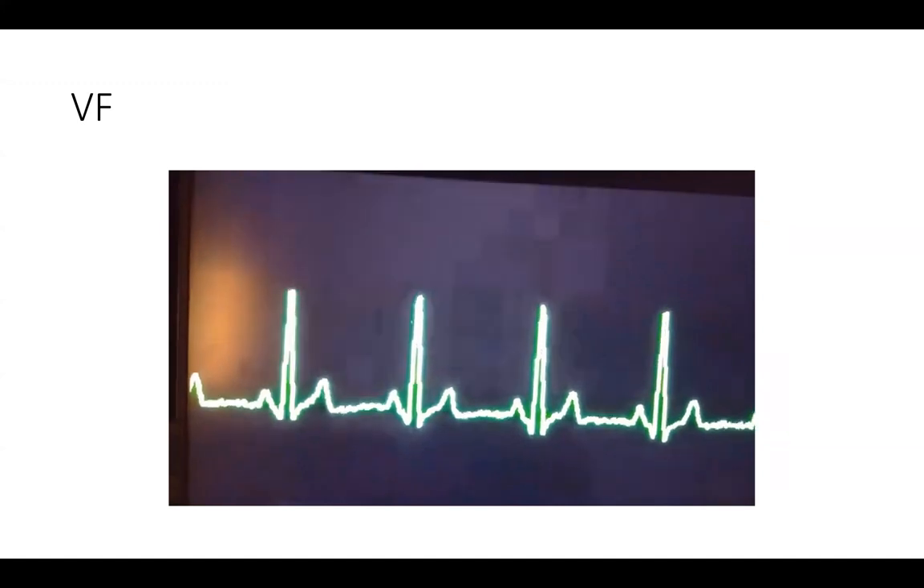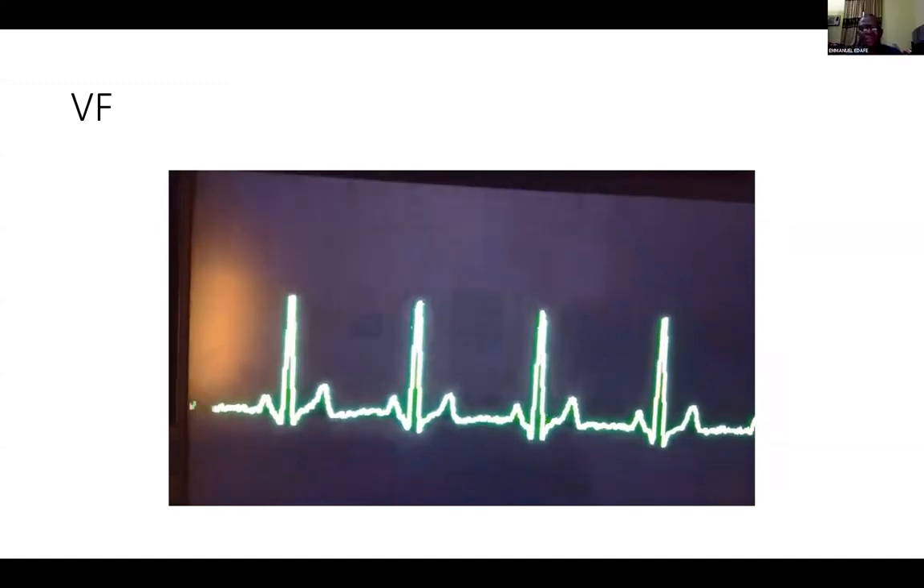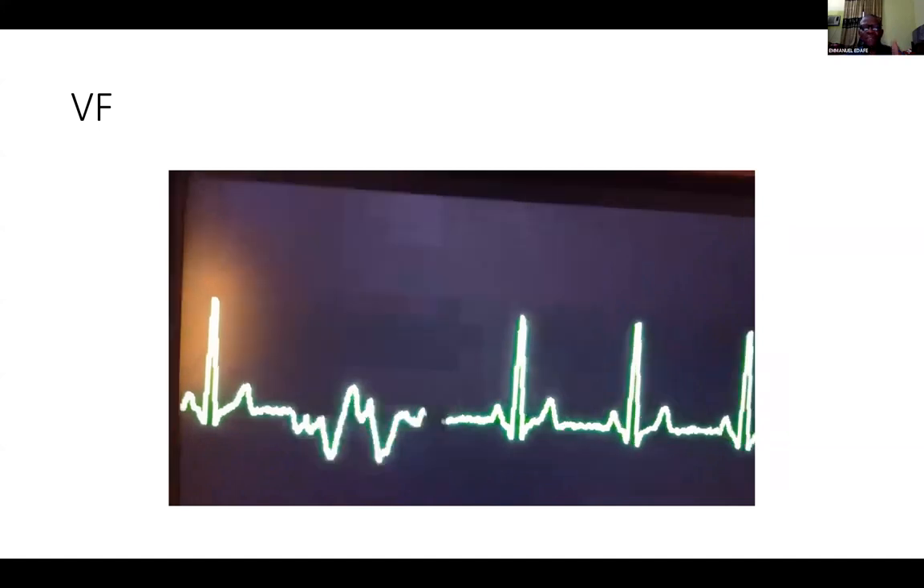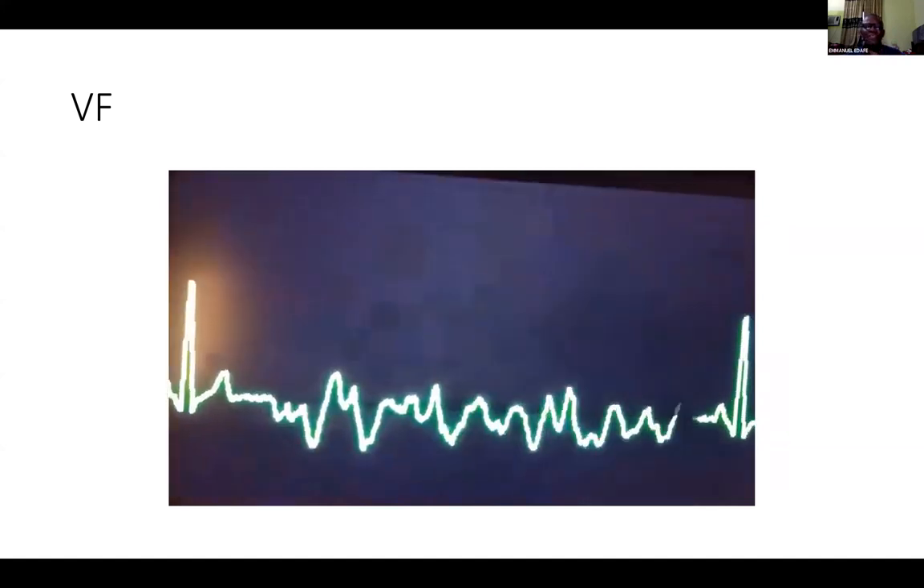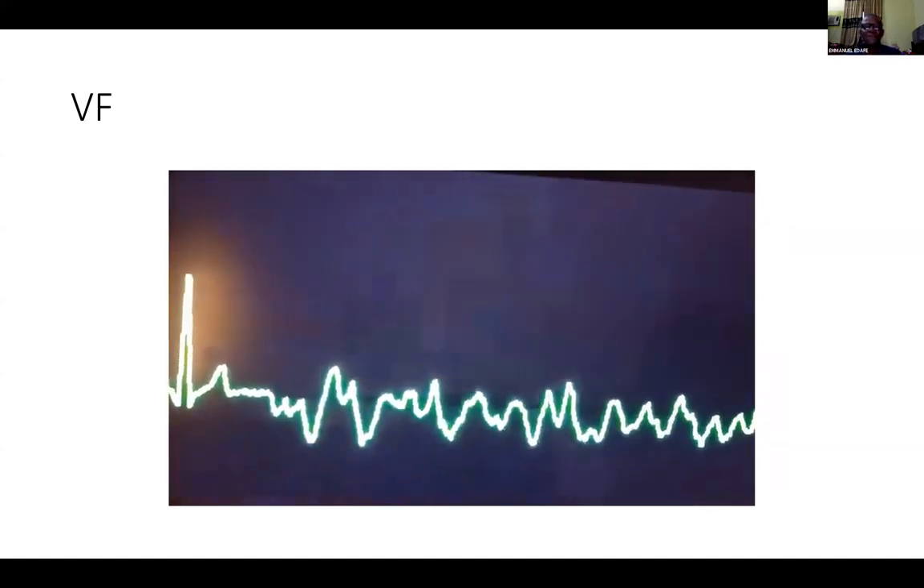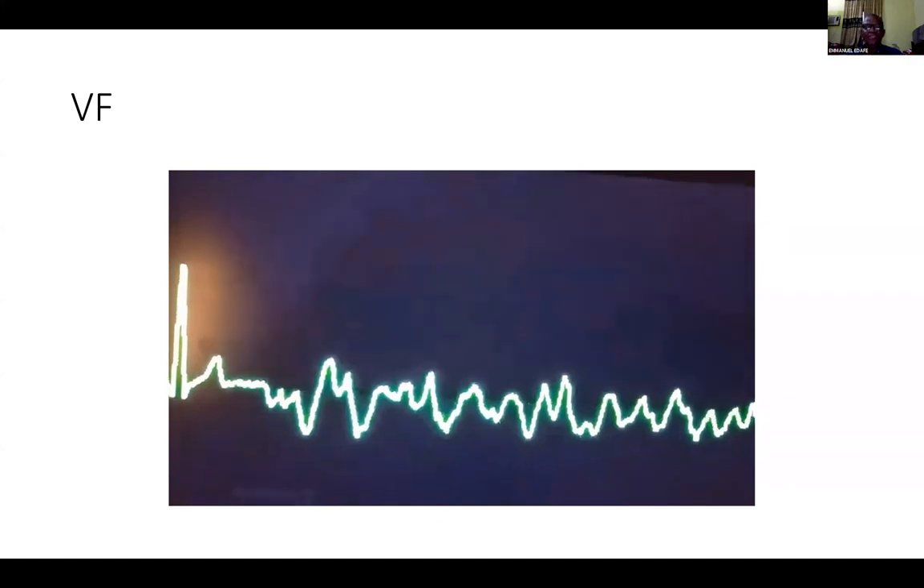Just keep an eye on this, a sinus rhythm on the monitor. Suddenly, the patient degenerated to ventricular fibrillation. So that is what I wanted to show there.